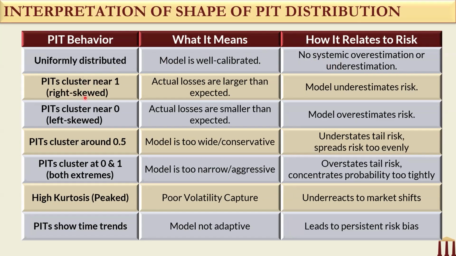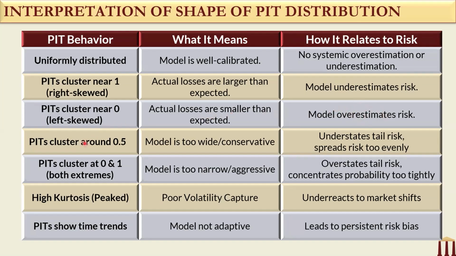Now, if your PIT values cluster near 1, meaning that you have a right skewed PIT, it signals that actual losses are larger than expected. So in short, your model is underestimating the risk. On the flip side, if PIT values cluster near 0, that's a left skew. It means actual losses are mostly smaller than what the model anticipated. So your model is overestimating the risk.